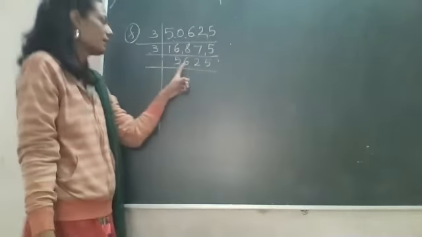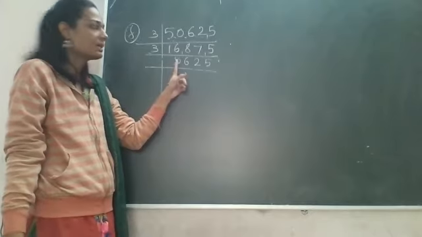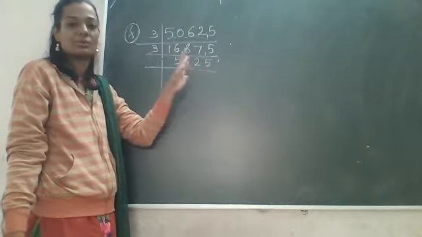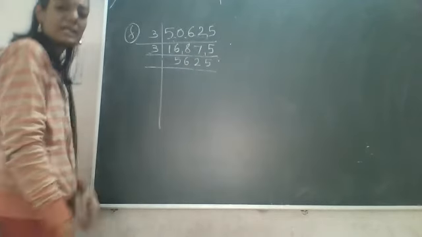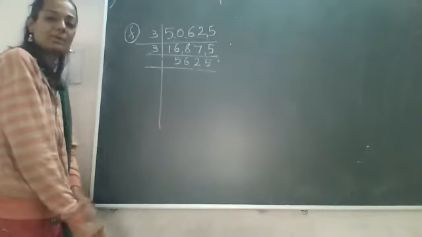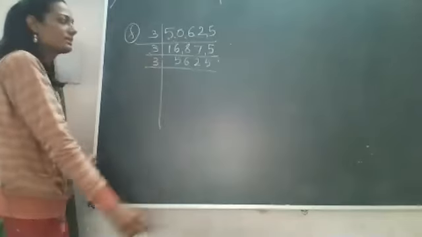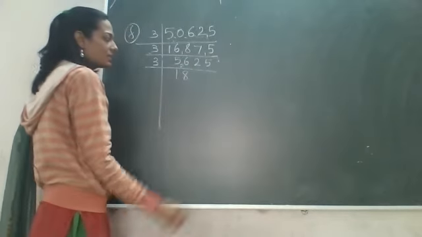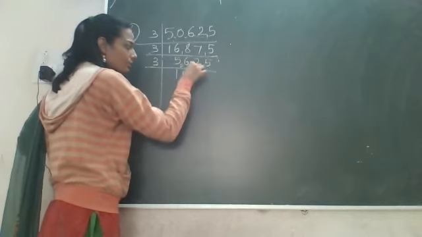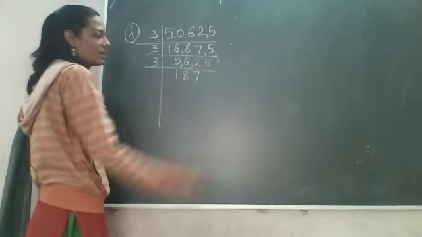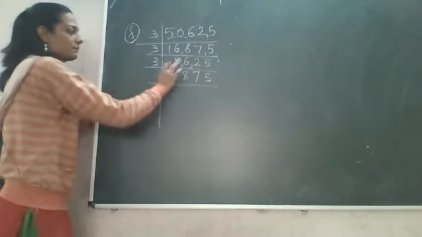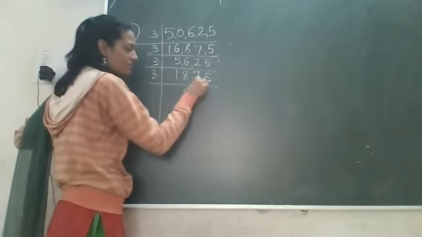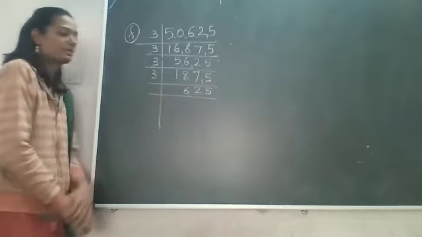Now again check one more time. 6 plus 5 is 11. 11 plus 2 is 13... and 30 plus 5 is again 18. So 18 will come in the 3 table, so again it is divisible by 3. So 3 ones are 3, 2 is left. 3 8s are 24, 2 is left. 3 7s are 21, and again 3 5s are 15. 3 6s are 18, 3 2s are 6 and 3 5s are 15. Right?